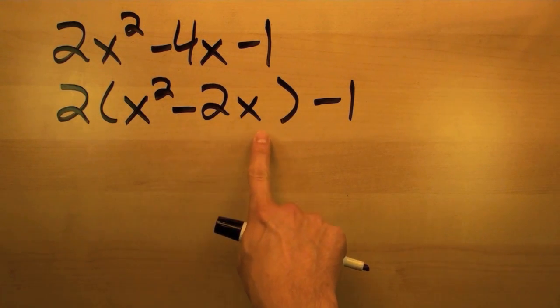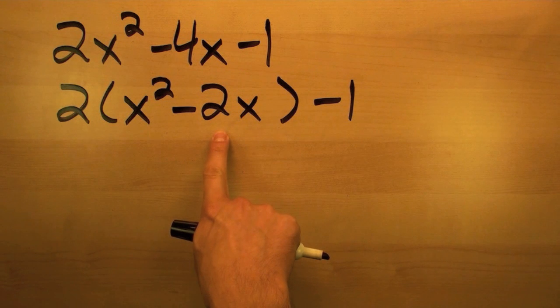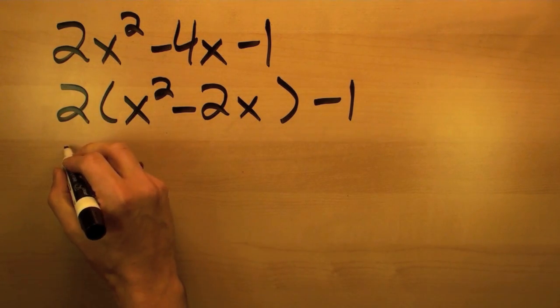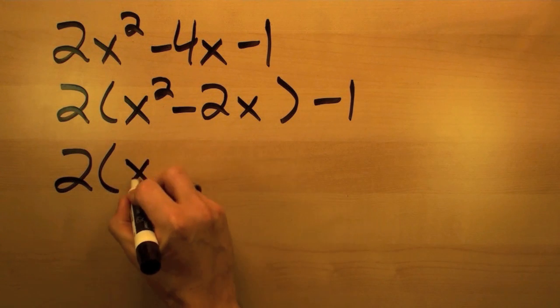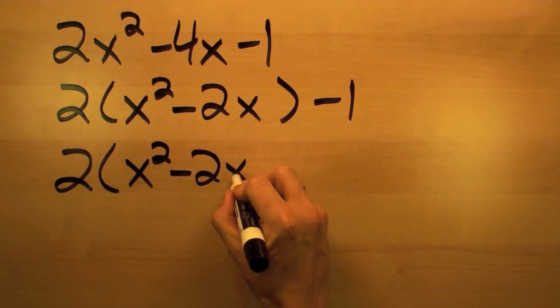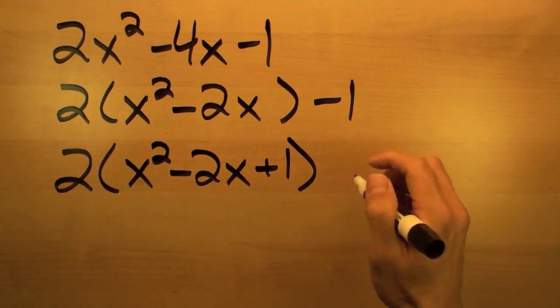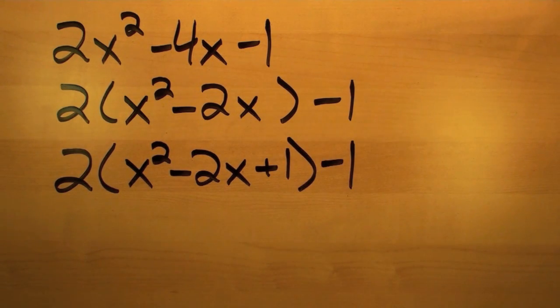So we look at the coefficient on the x term, which is 2. Divide that in 2 to get 1, and then square it to get 1. So we add that inside the parentheses. So we get 2x squared minus 2x plus 1. And then we have the minus 1 that we had from the previous step.